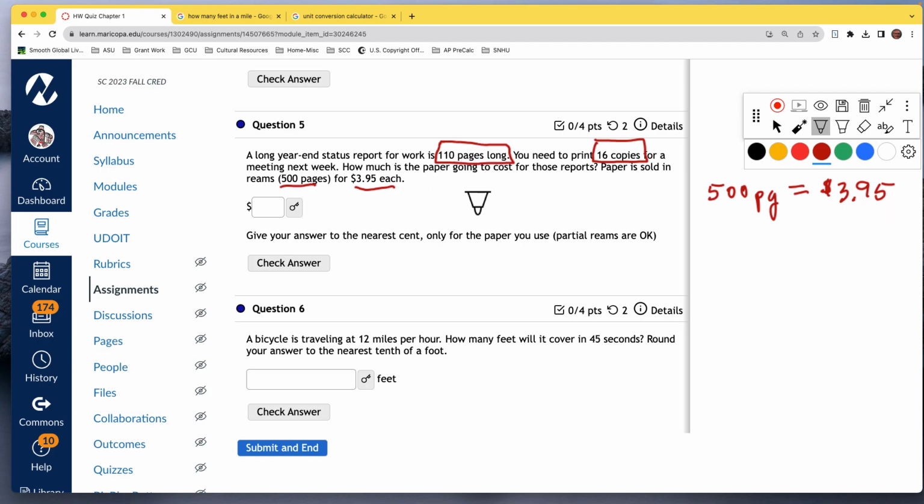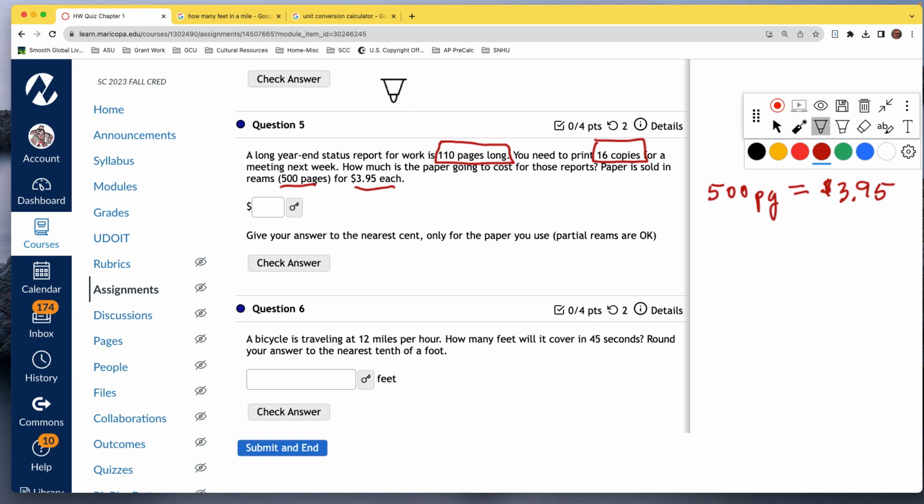How much paper do I need? Well, each report is 110, and I need 16 copies. So first I got to figure out how much total paper do I need. How would I do that? Multiply. Good. So again, most of our answers either multiply or divide, and this time, yeah, we need 16. So obviously, if it was 100 copies, I'd need 16 of those, or 100 pages, 1,600. Oh, but I have 110.